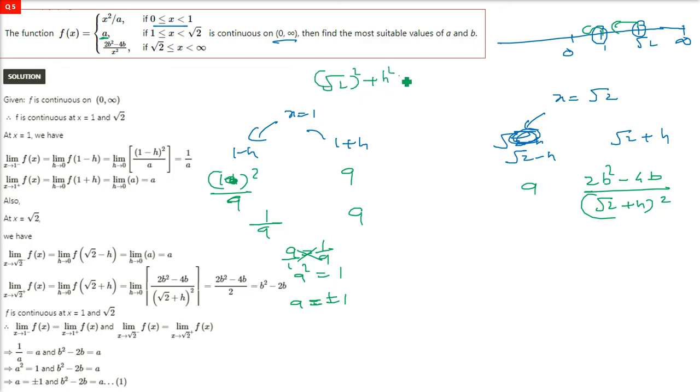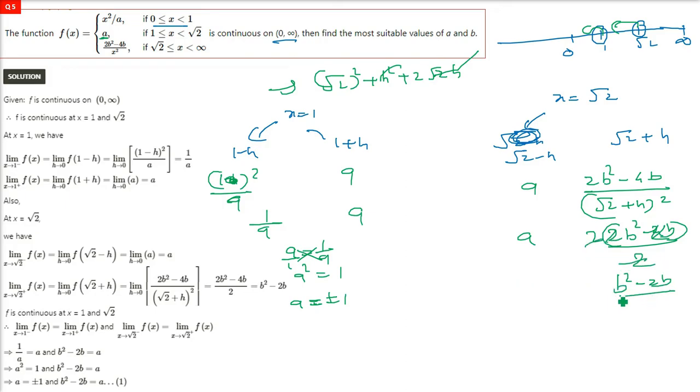So root 2 whole square plus h square plus 2 into h. I am just opening root 2 plus h whole square. So wherever h is there, just apply the limit. Root 2 whole square is 2 only. So 2b square minus 4b, you can take 2 common from here. 2 into b square minus 2b. Since we have a 2 in the denominator, you can cancel these 2 out. So it will be only b square minus 2b, 2 gets cancelled in the denominator.